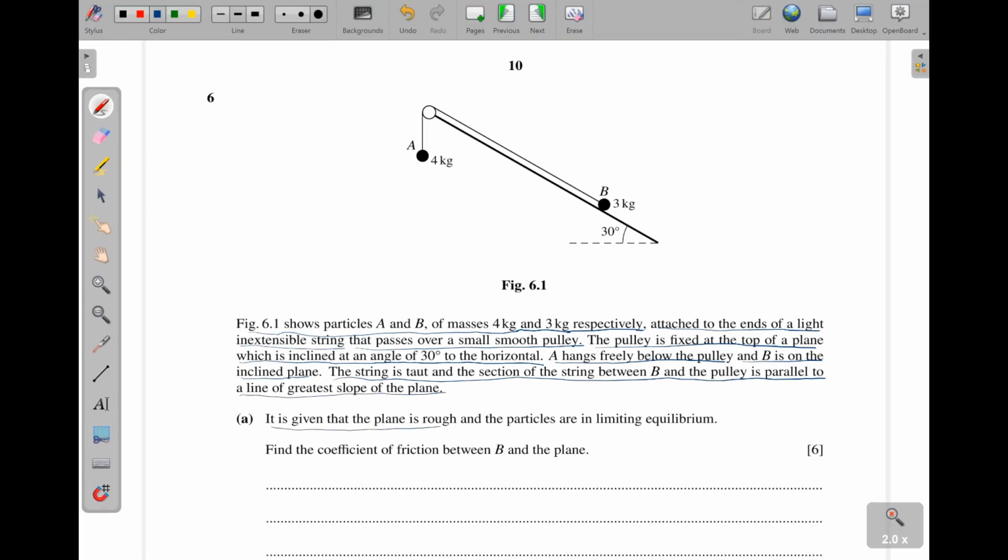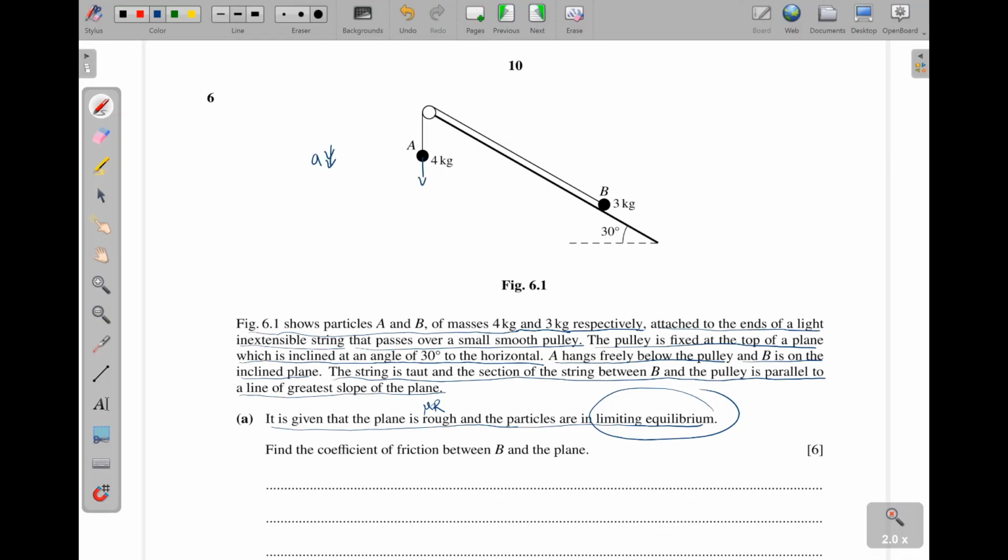Part 8 is given that the plane is rough. That means there is frictional force, mu R, okay? And the particles are in limiting equilibrium. To be in limiting equilibrium, that means they are on the verge of moving, okay? And on the look of things, when you see these particles of ours here, A is heavier than B. So meaning A is expected to move down, okay?